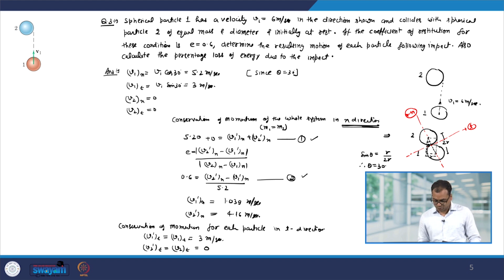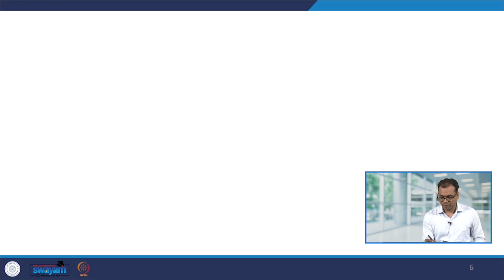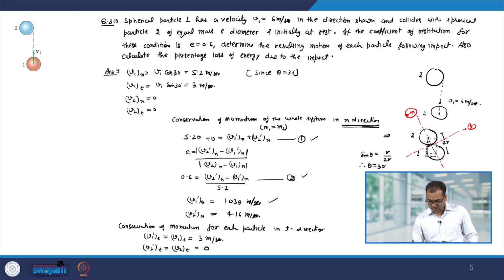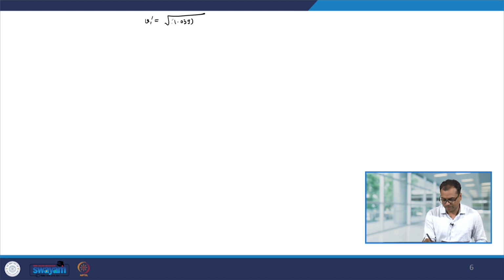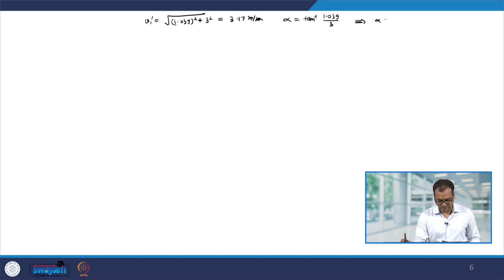So, the magnitude is square root v1 prime t square plus v1 prime n square. So, v1 prime becomes square root, v1 prime n is 1.039 and v1 prime t is 3. So, therefore, it is square root 1.039 square plus 3 square. So, that is 3.17 meter per second, and the angle alpha will be tan inverse 1.039 divided by 3. So, from here you get alpha equal to 19.11 degree.